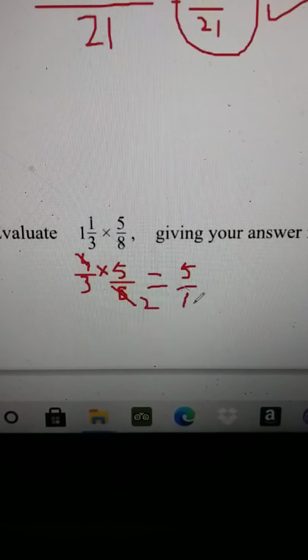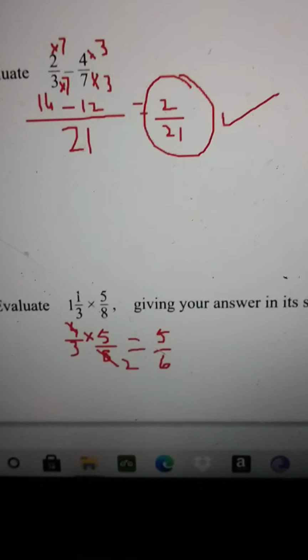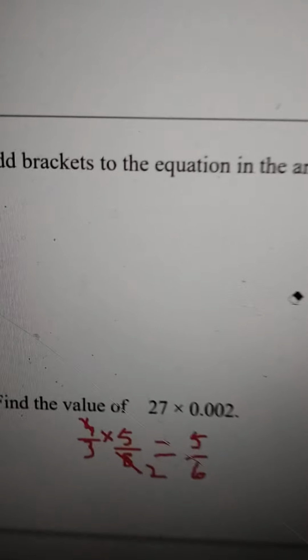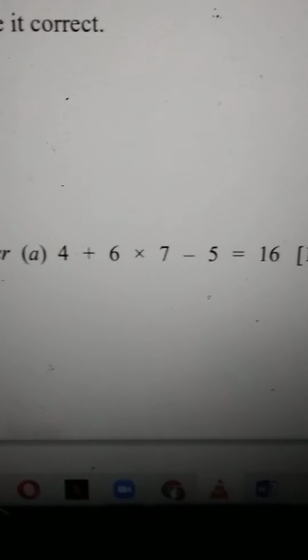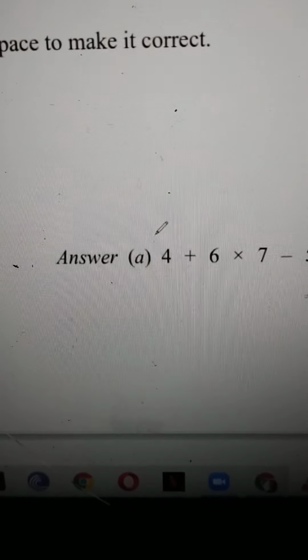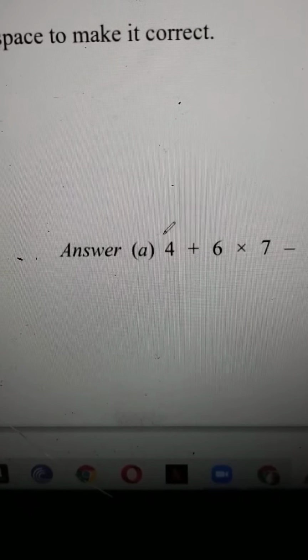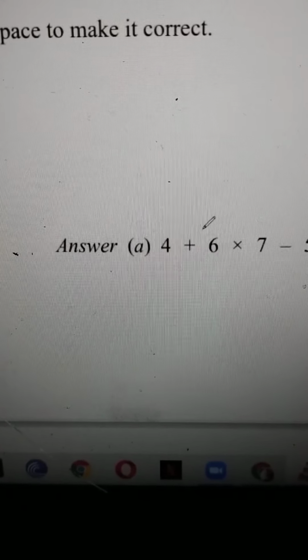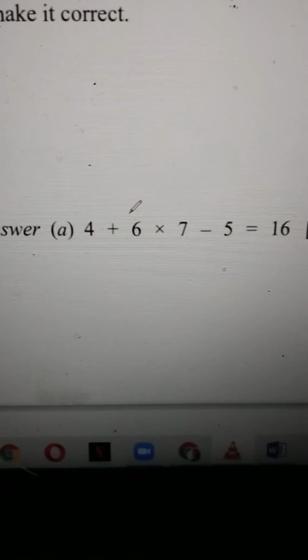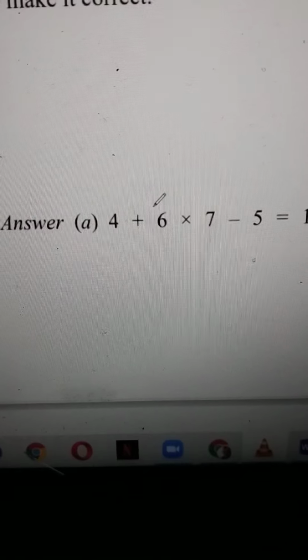5 upon 6. The answer space to make it correct. If we're using BODMAS, we put brackets around 6 times 7 first. But the answer has to be 16. That we have to remember.